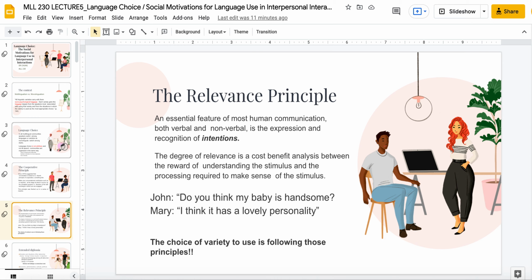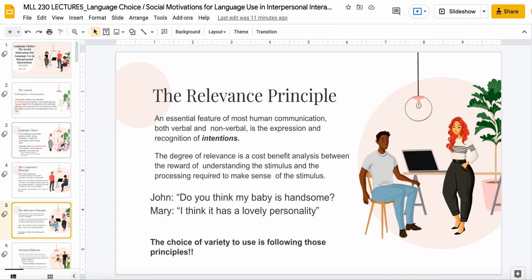In your communication, you're kind of doing a cost-benefit analysis between the reward of understanding the stimulus and the processing required to make sense of the stimulus. So, for example, if John was to say, "Do you think my baby is handsome?" and Mary says, "I think it has a lovely personality," then this violates the relevance principle, because a lovely personality has nothing to do with whether or not she thinks the baby is handsome.